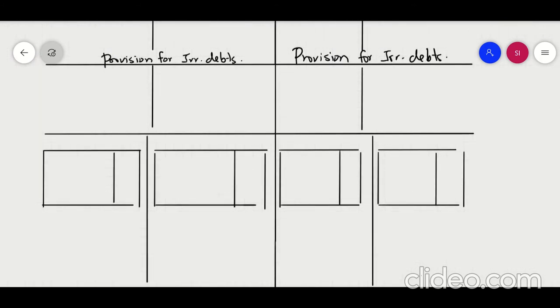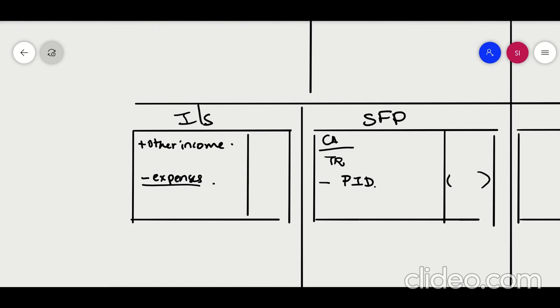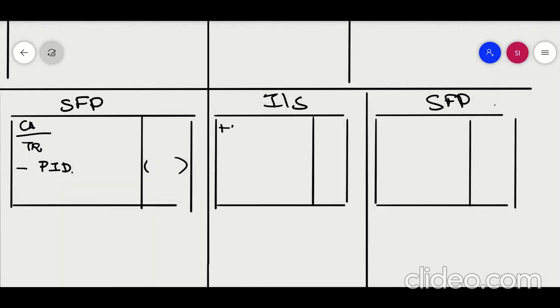Once we are done with this, we need extract of income statement and statement of financial position on both the sides. And we are having two specific headings under income statement. One is for other income, which we add, and another one for expenses. And under statement of financial position, we write current assets. Under current assets, trade receivable, and then we deduct provision for irrecoverable debt, which is the closing balance. Same we do here. We add the other income and we deduct the expenses depending on the situation. Under SFP current asset, we write the trade receivable and deduct provision for irrecoverable debts closing balance.